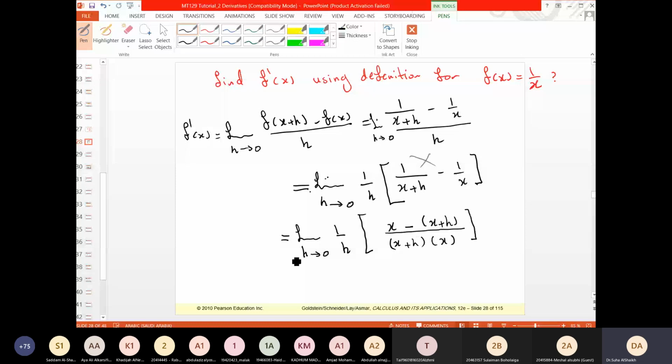We cancel. X will go with x. We will remain with minus h. And this h will cancel this h at the bottom now. So what do we remain with? We remain with the limit when h goes to 0 of minus 1 over x plus h times x. Are you getting that? Is it clear?